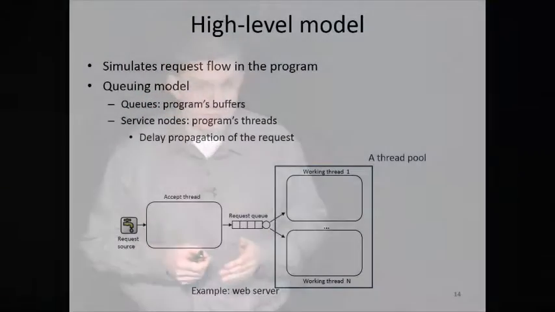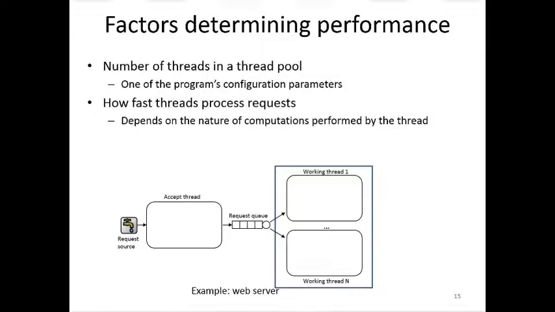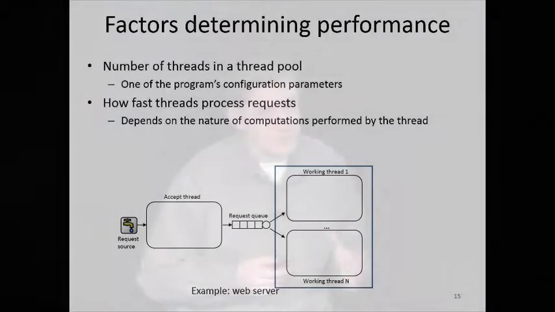One important aspect when we are talking about multi-threaded programs is the notion of a thread pool. A thread pool is a set of threads which have the same functionality and can process requests in parallel. They're important because the size of the thread pool becomes one of the most important factors which affects the performance of a multi-threaded program. So usually this is an important configuration parameter. As I said, this is one factor that affects how fast the program can process requests, namely how many service nodes you have in your queuing model, right? The more nodes you have, the faster you can process requests.